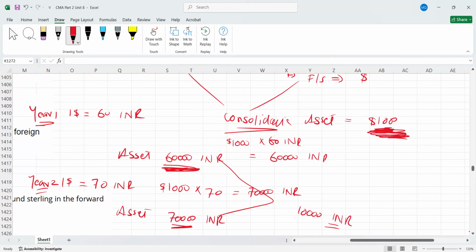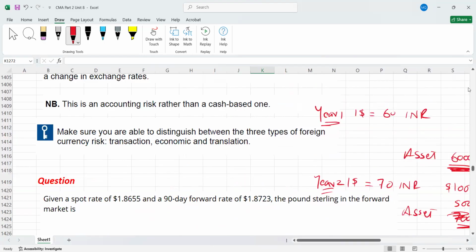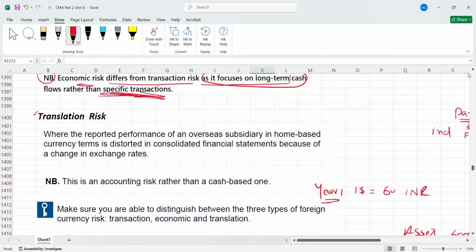This is called translation gain. What is translation gain? Or it could be translation loss also, right? Because if this value, instead of 70, is 50,000, then this will become translation loss. So this gain or loss is called translation gain or loss. And how would you define translation gain or loss? Here we go now. I'll give you an example, we will go through it.